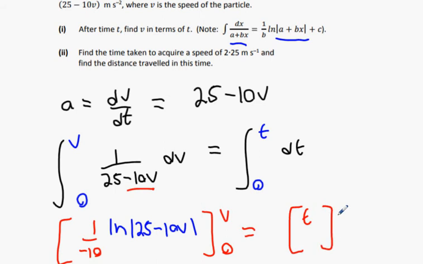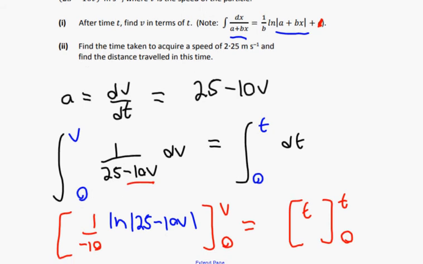Does the c just cancel out? Yeah, c is for indefinite integrals. These have definite limits.